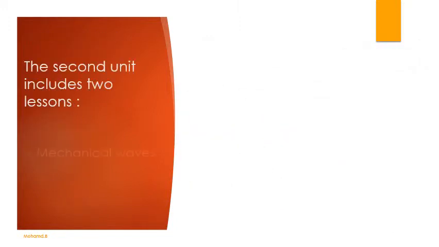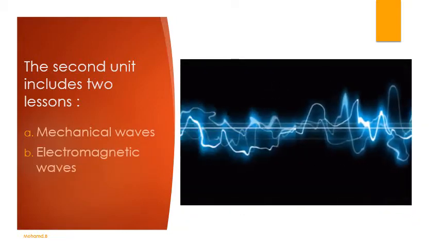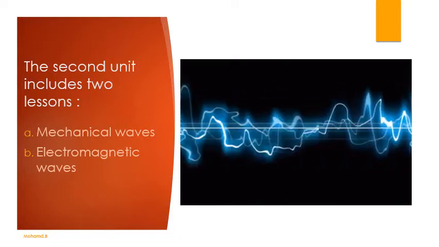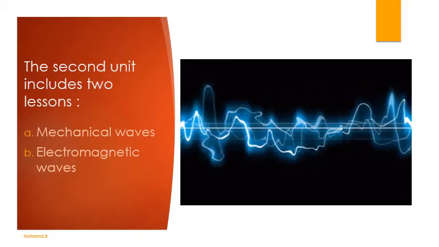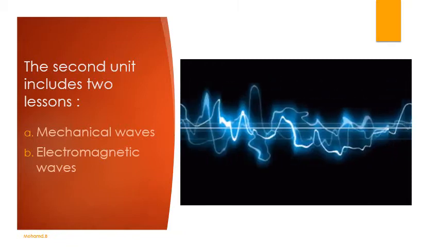The second unit of this year includes two lessons only. The first one is mechanical waves, and the other one is the electromagnetic waves. And this unit tells us about the light and the visible light and the sound and the audible sounds and the properties of each wave. So it is a beautiful unit.